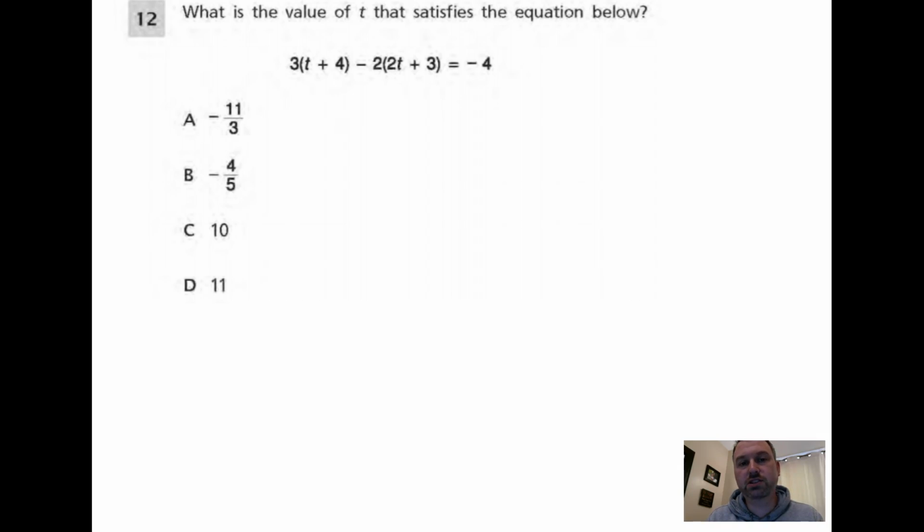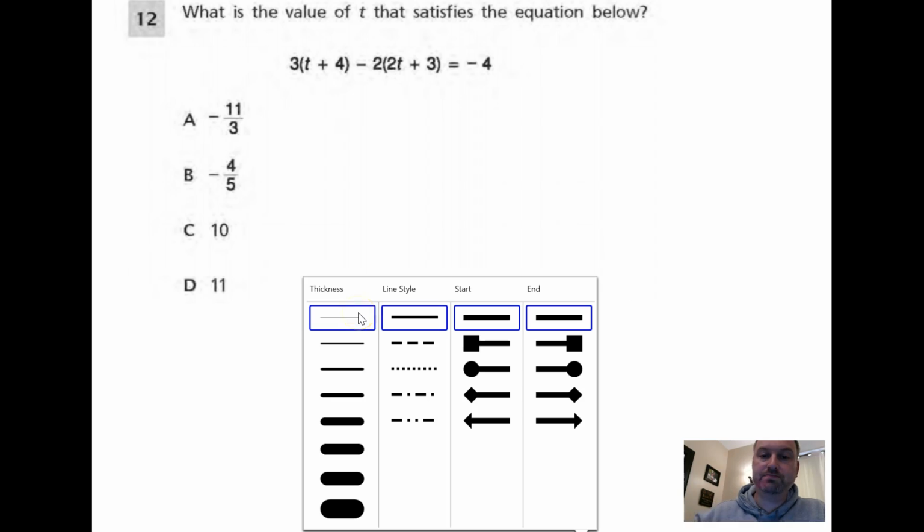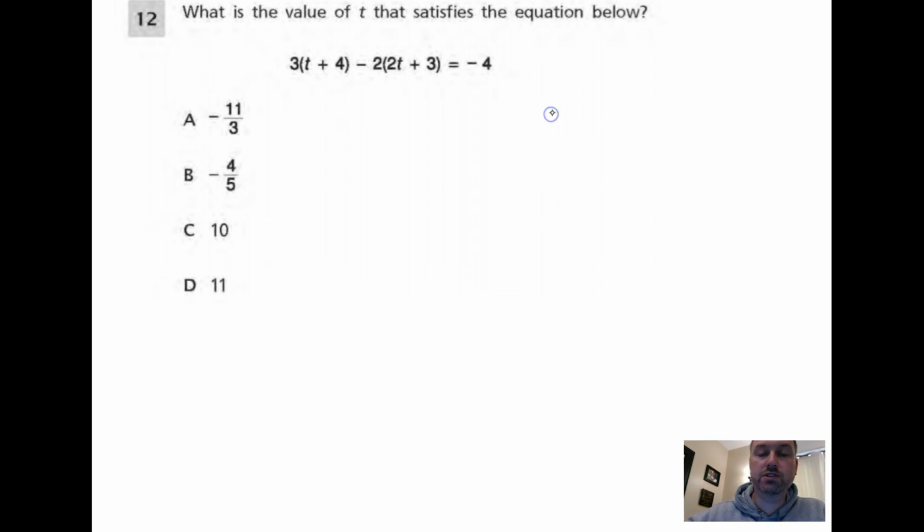Okay, so for the first example, it says, what is the value of t that satisfies the equation below? Which is just another way of saying solve for the variable, or what's t equal to. All right, so let me bring up a pen here. Okay, when you look at this, you should recognize that the first thing you need to do is distribute. In this case, you're going to distribute 3 to t and to 4.